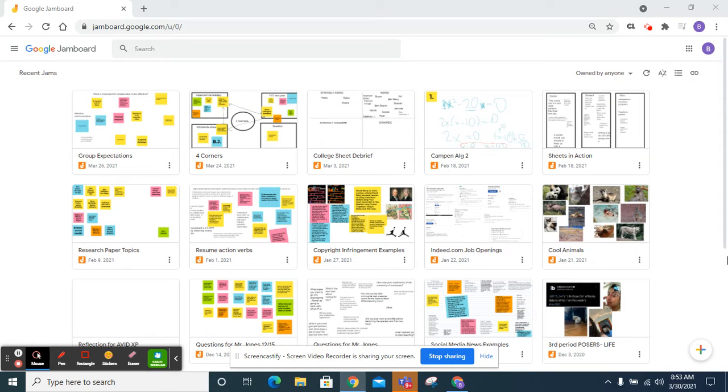I wanted to take a moment to show you some different ways that I have been using the Google Jamboard this semester, both virtually and in person. Jamboard is something I think that most teachers are familiar with. I've seen a lot of teacher examples of using this in your classrooms regularly.